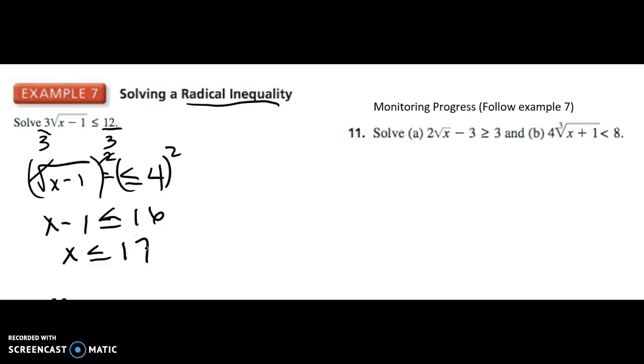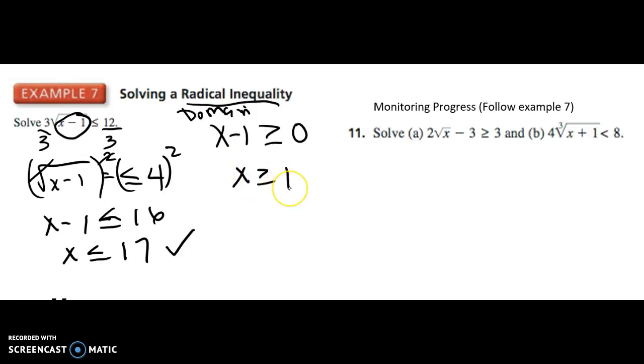Now, we have x is less than or equal to 17, but we also have to remember that in a square root, you can only have numbers greater than or equal to 0. You're not allowed to have any negatives under the radical. So we also need to solve this domain. So you can add 1 to the other side, and x is greater than or equal to 1. So we need to incorporate both of these into our answer. So we need to make sure that x is greater than or equal to 1, and at the same time, less than or equal to 17.